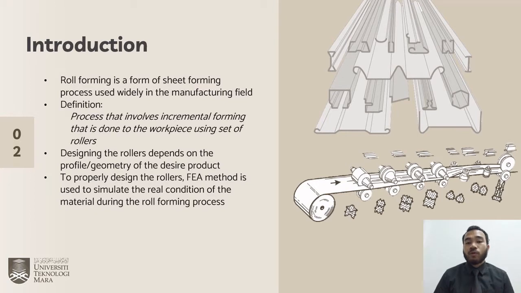So, what is roll forming process exactly? Roll forming can be referred to as a process which involves incremental deformation of the metal sheet that is passed through a set of rollers. The fundamental setup of the roll forming process is the rollers and the sheet itself. In designing the rollers, it is very dependent to the geometry of the final product. In order to make a proper design of the rollers, FEA method can be adopted to predict the material behavior during the roll forming process.